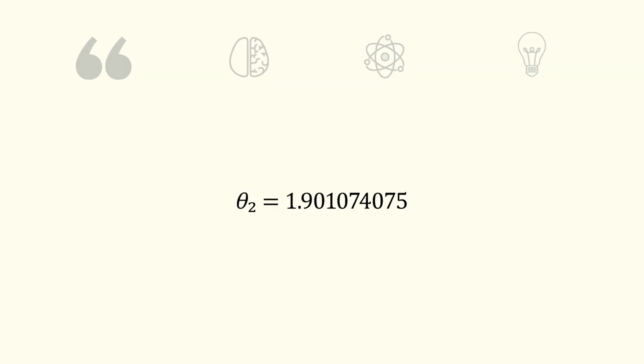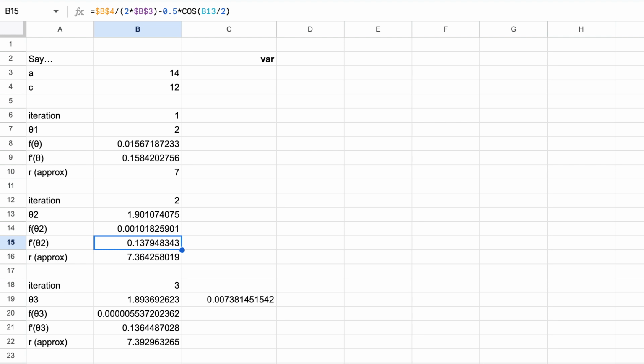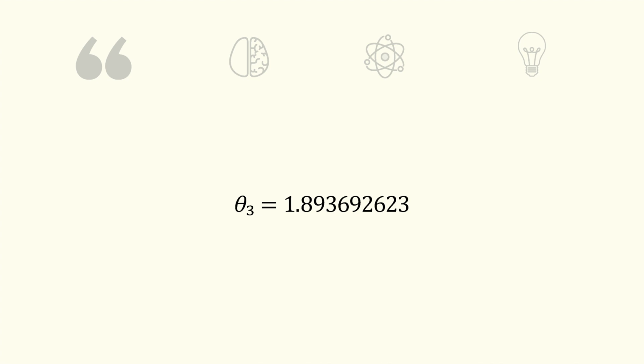Let's continue. This time we start with theta equals 1.901, etc. And we get f of theta equals 0.00101825901. Now that's 15 times closer to 0 than our first f of theta. And that's a really good indication. f dash of theta is going to be 0.1379 and a bit more, and if we plug all those numbers in, we get our next value of theta is 1.8936, etc., which is now less than 1/100th of 1 radian smaller than our first iterations. So we know we're awfully close to a solution.